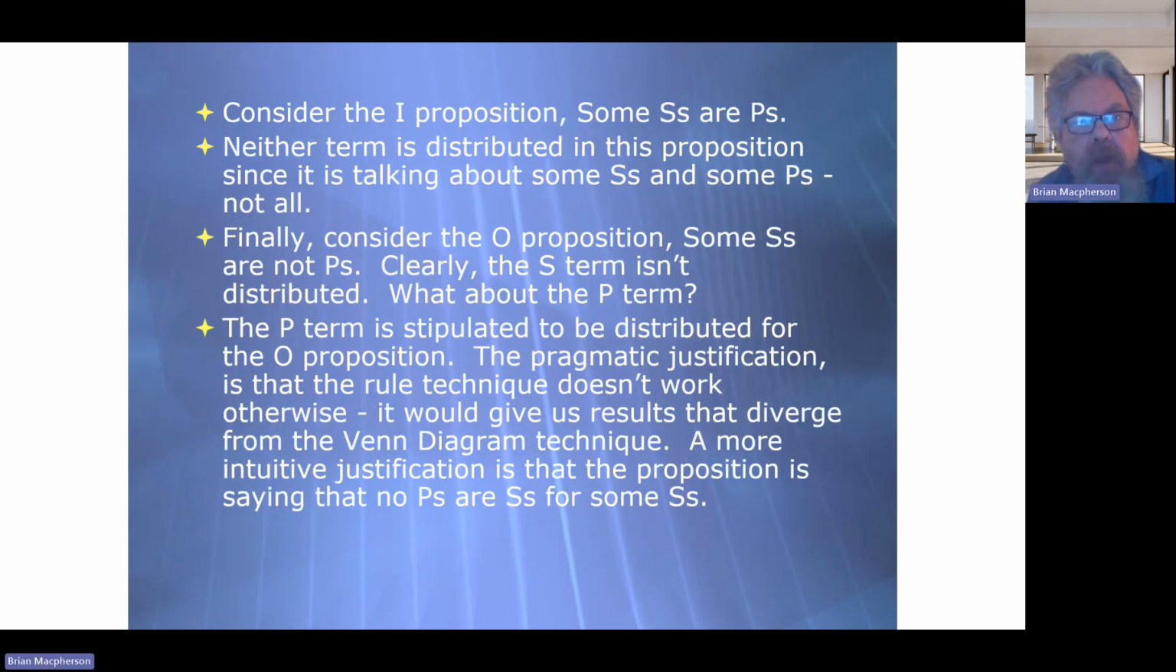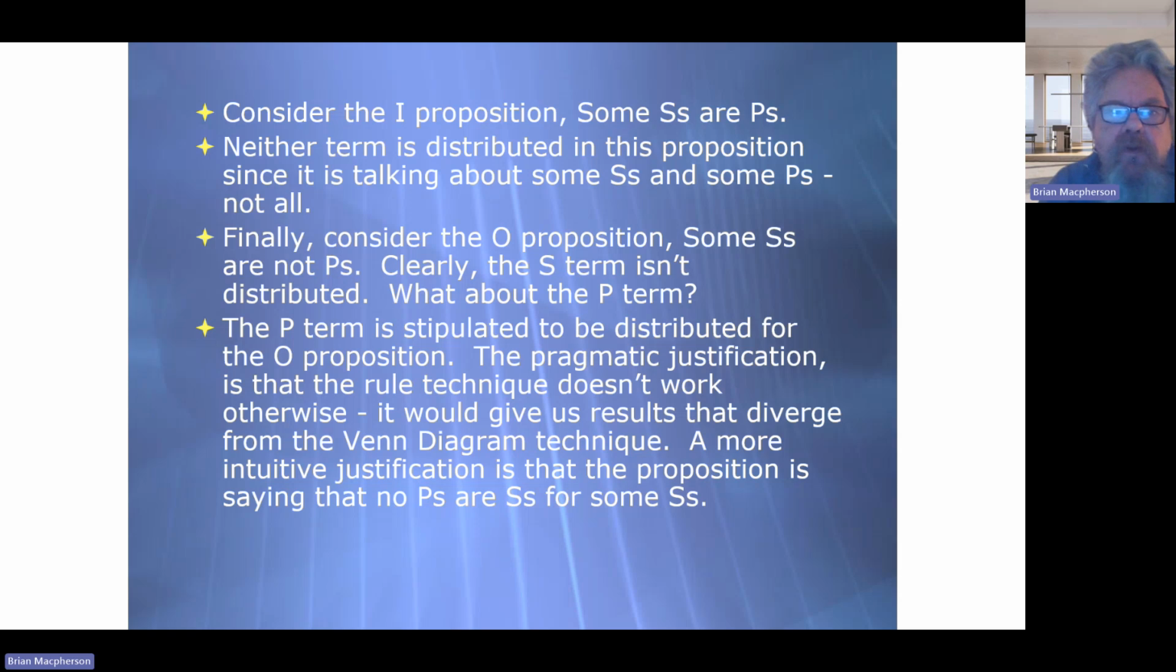Now consider the I proposition, "some S's are P's." This proposition is talking about some S's and some P's. So neither S nor P is distributed. Remember that all distribution means is all. Because we're not talking about all S's and we're not talking about all P's, neither term is distributed. So in an I proposition, neither term is distributed.